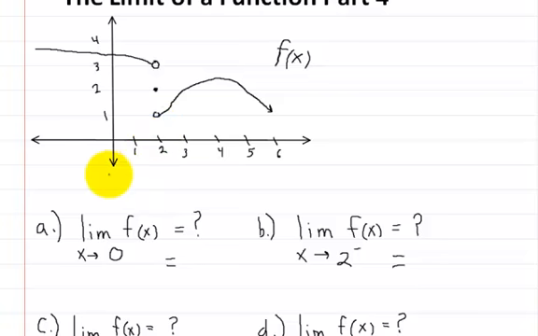Now let's do letter A. The limit of f of x as x approaches 0, what is that? So let's see, where is 0? Here's 0. And as f of x is approaching 0 from the left, you're going to get right here about 3.5. And if you're approaching from the right, you're going to get the same thing, 3.5. So the answer to A is about 3.5.